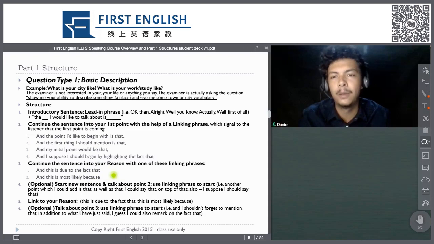I'll say the whole sentence here now. Well, first of all, the city I would like to talk about is Beijing. And the first point I would like to begin with is that Beijing is a city with an incredibly rich history. And this is likely due to the fact that Beijing, as a metropolis, is in fact 60,000 years old.